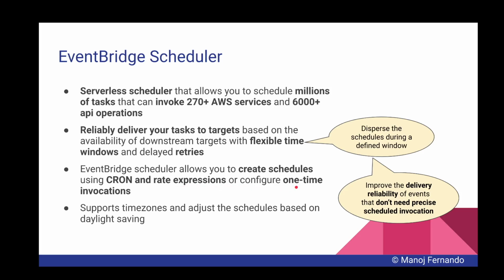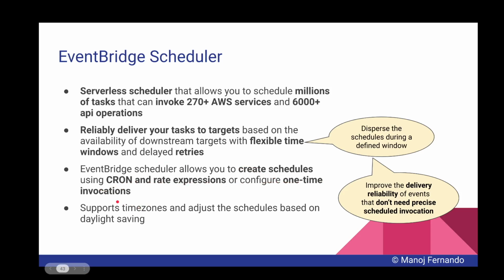And also you can do one-time invocation. So you will define that at this timestamp, make sure this event goes to the target, or you can also define this flexible time window. So those are the 3 ways: you can use cron or rate expression or one-time invocation.